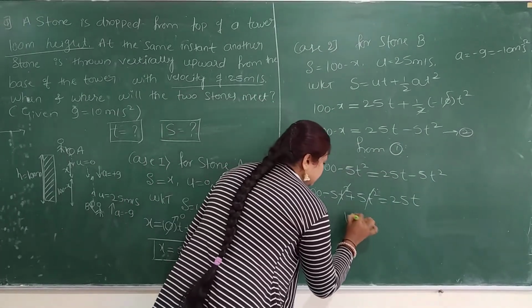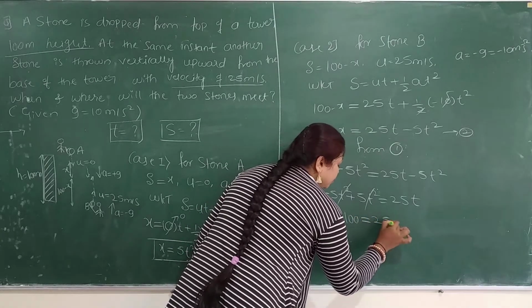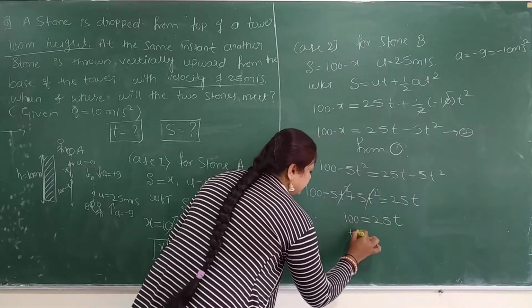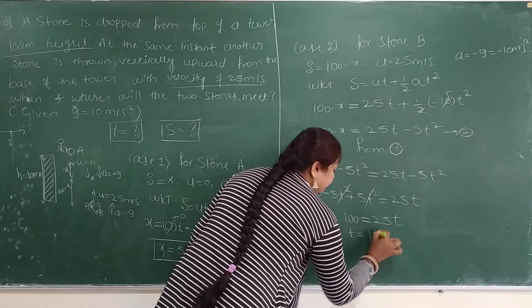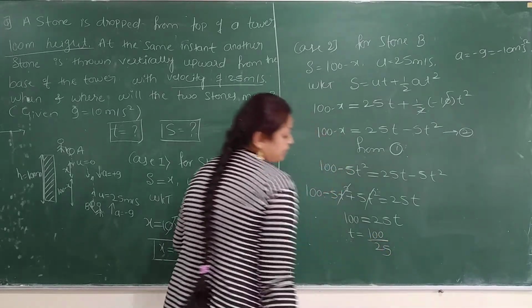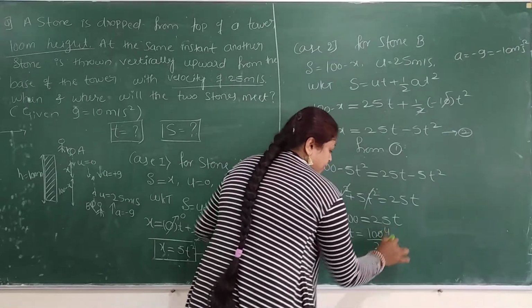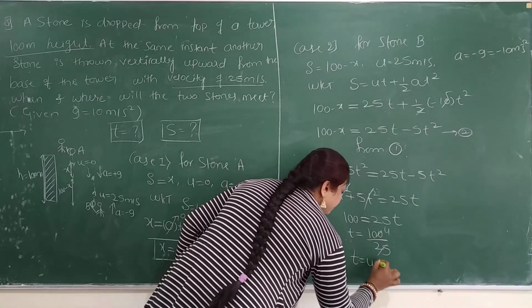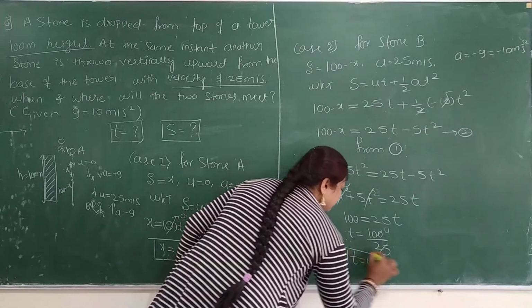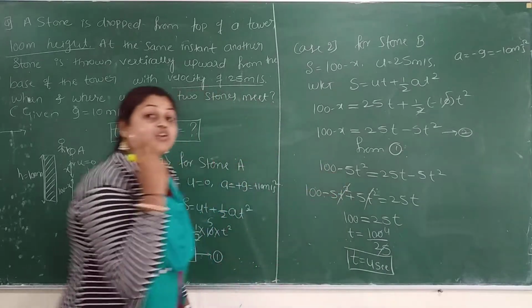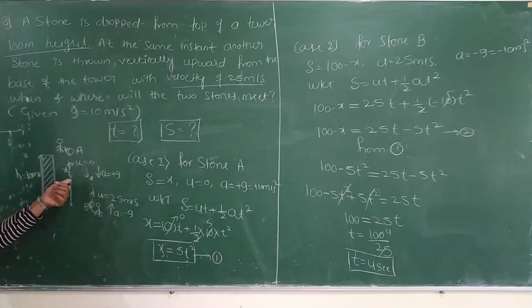So what is the remaining thing here? 100 equals 25t. Then t equals how much? 100 divided by 25, that is 4. So the t value is 4 seconds. So both the stones will take a time of 4 seconds to meet each other.